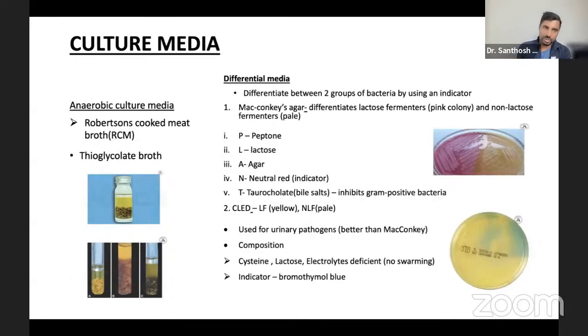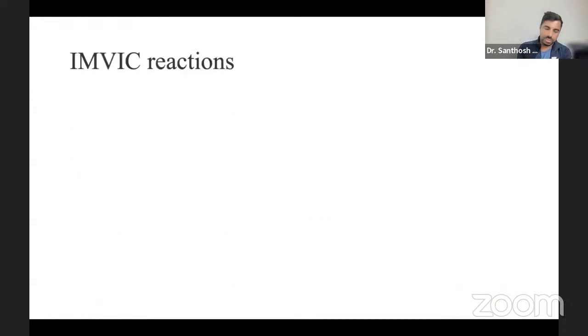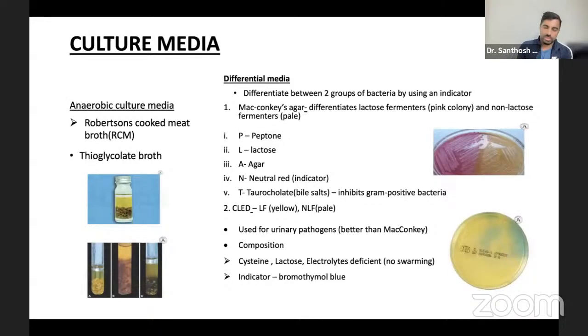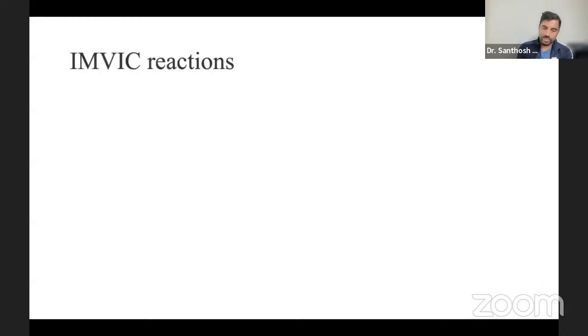Anaerobic, I forgot to tell about anaerobic. The only thing is Robertson cooked meat media. You will write about Robertson cooked meat media. It's mentioned here. That's all. Fine. Now, IMViC reaction.